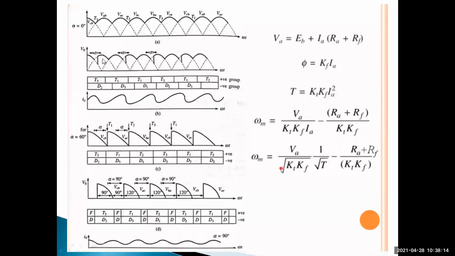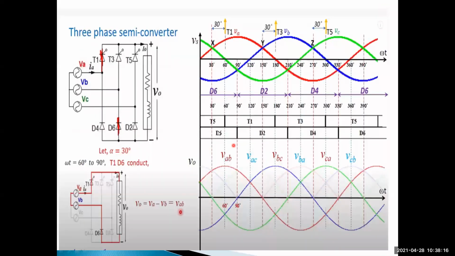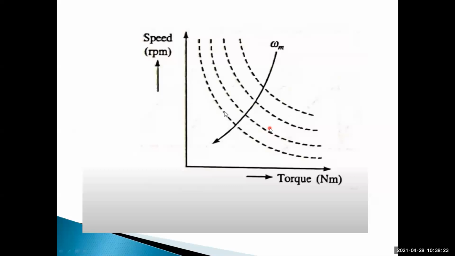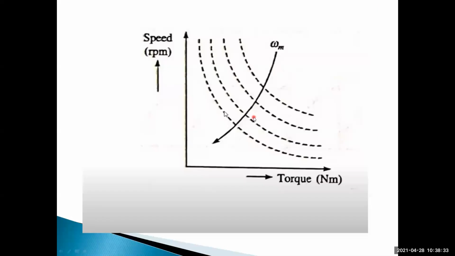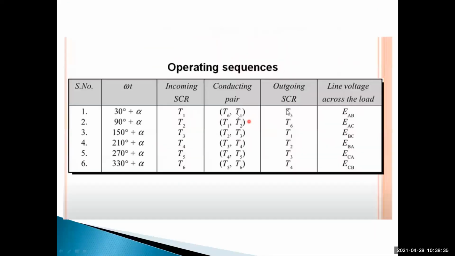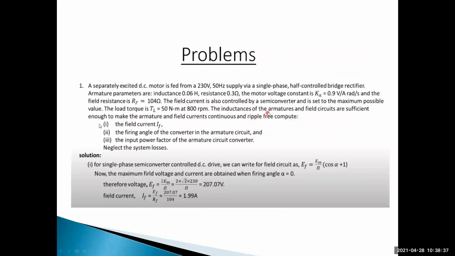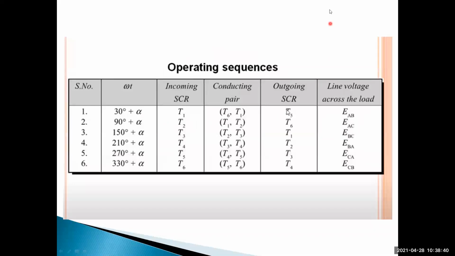I already explained the semi-converter in the last class, in the previous lecture, including how the output voltages behave. If you have any doubt, go through my YouTube channel, where I've already explained the semi-converter operation. This is about the separately excited DC motor and the DC series motor, and the operating sequence is also the same.